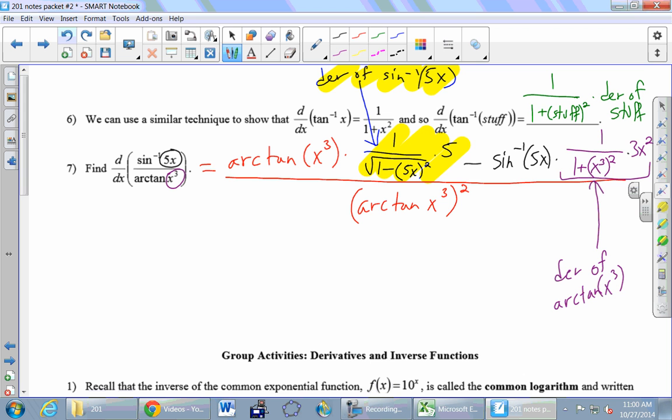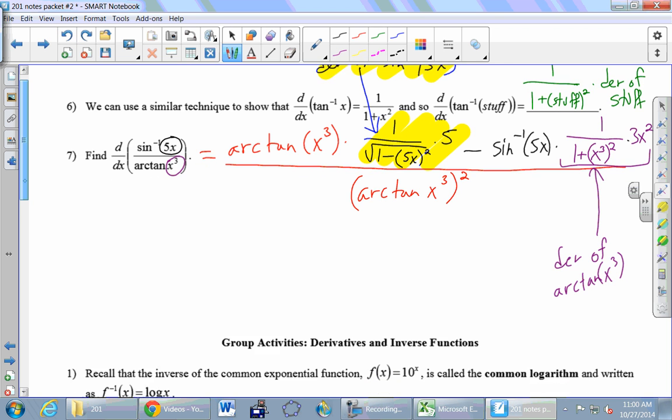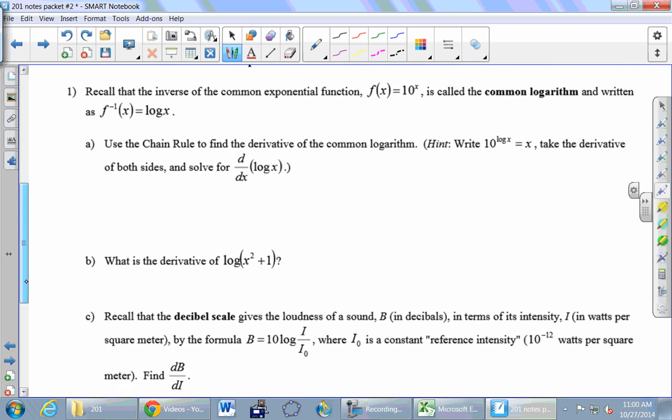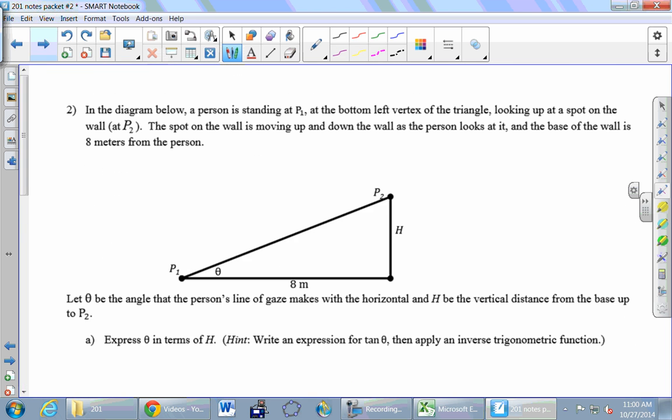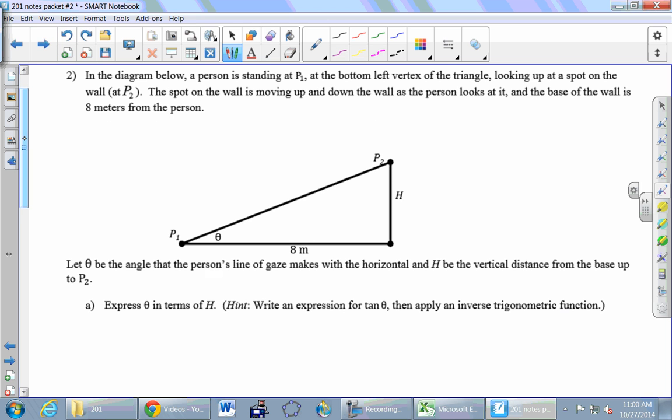Okay, so a quick overview of the activity which you're about to start. You're going to find the derivative of log x. We did ln of x, that was what we did to start today, but you'll find the derivative of regular log x, and then you'll use it with the chain rule. You'll look at an example involving decibels. And on the next page, there's this kind of funny example with a spotlight moving up and down a wall.